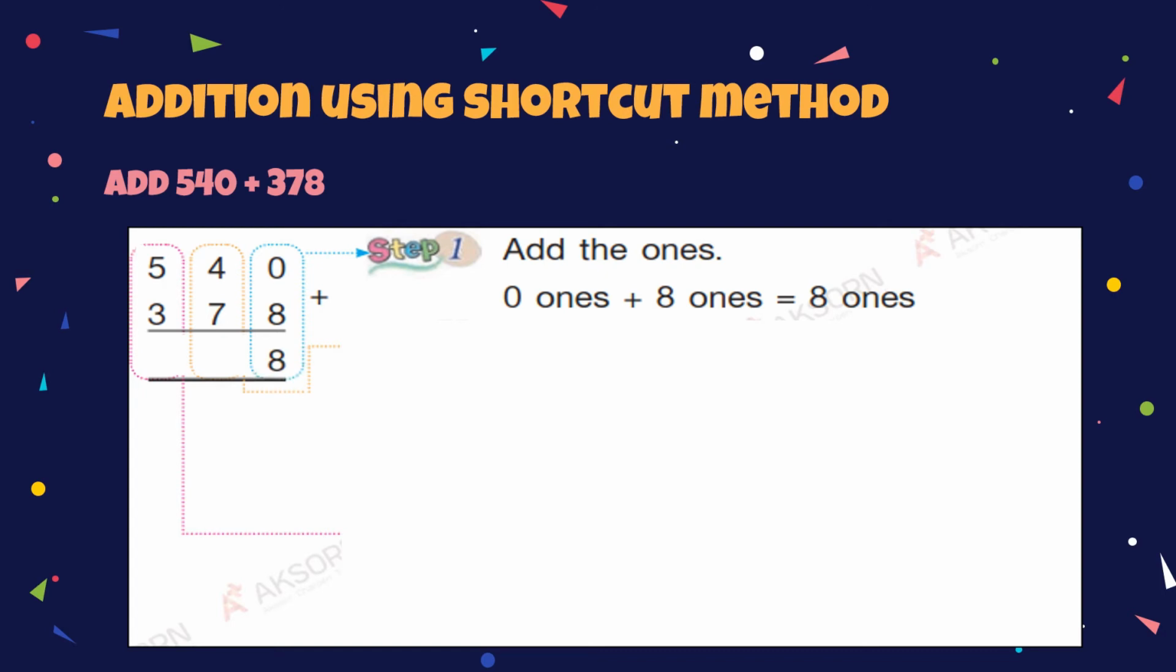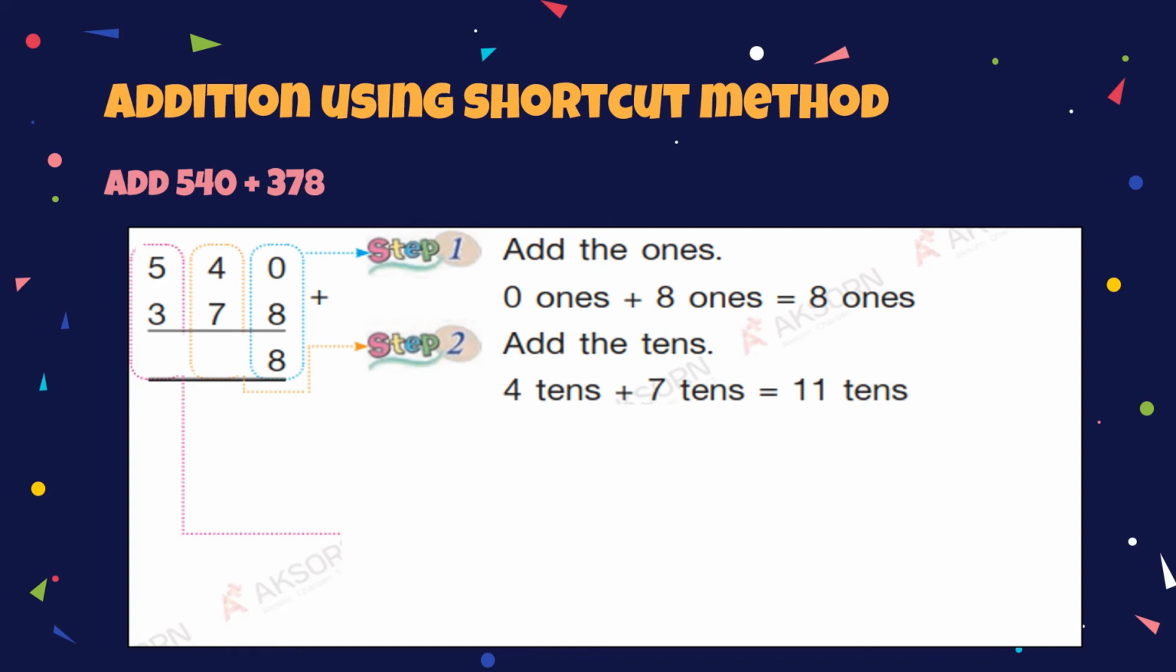And then the next step is we're going to add the tens. So 4 tens plus 7 tens is equal to 11 tens. Since 11 tens is equal to 100 and 1 ten, we're going to move the 100 to the hundreds column here. We're going to add 1 here.